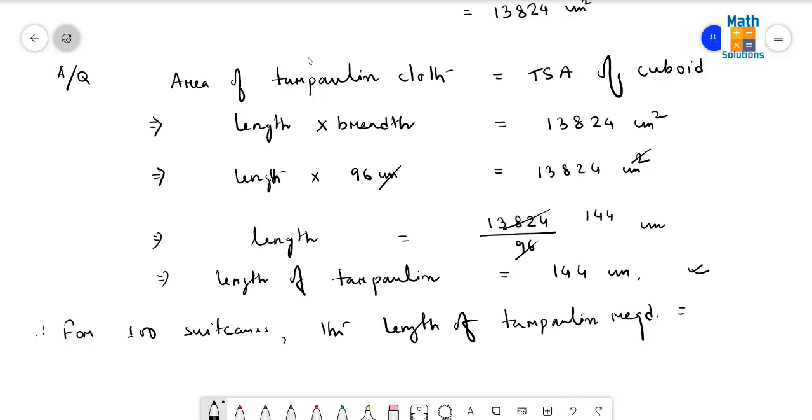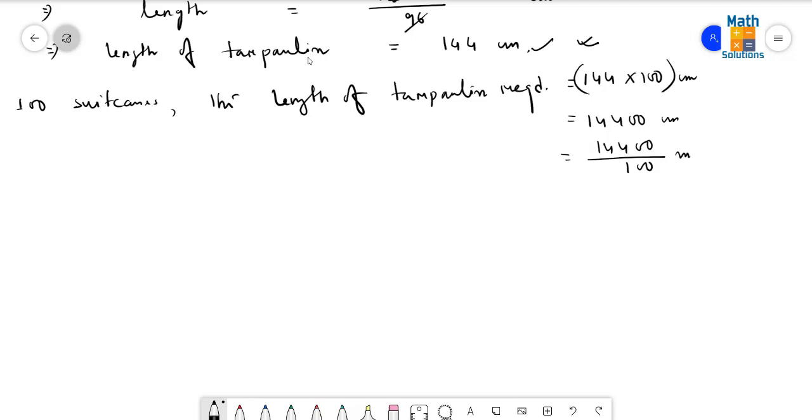what do we have to do here? This length means 144 should be multiplied by 100 centimeters. So it is 14400 centimeter. Don't you think that we can convert this into meter units? So divided by 100 meters. So the result will come as what? On cancellation, it will be 144 meters. Now, yeah, this is the required answer. Just we need to find out total length of tarpaulin. So this is the required answer.